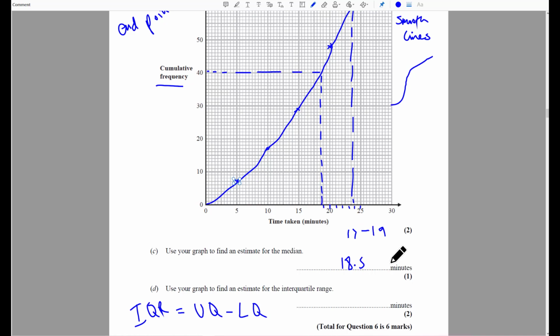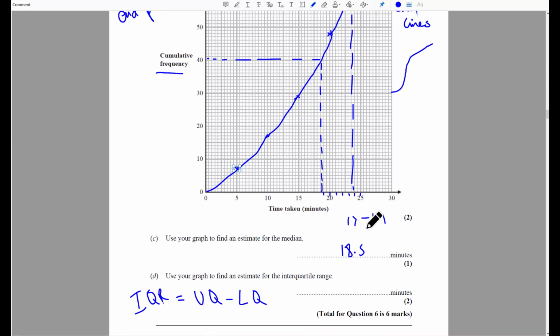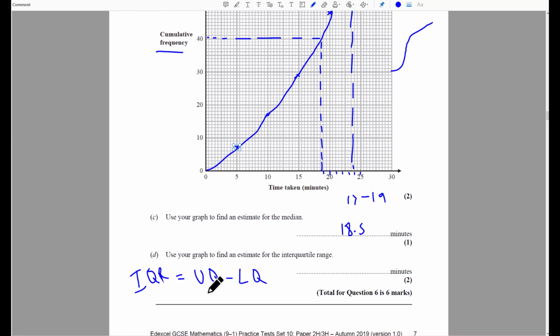So I'm going to say 2 squares is worth 1. That looks in between, so that's 24. So we're going to get 23.5 here, minus the lower quartile. That's 10, 11. Let's just call that 12. And so that equals 11.5 minutes.